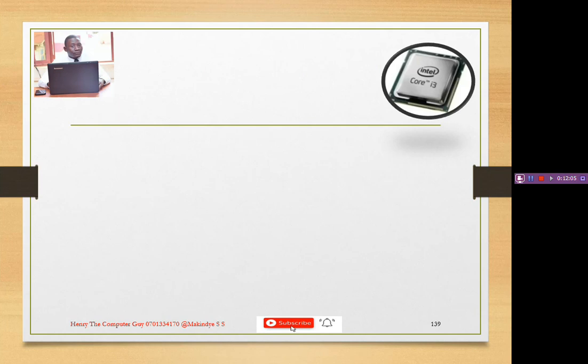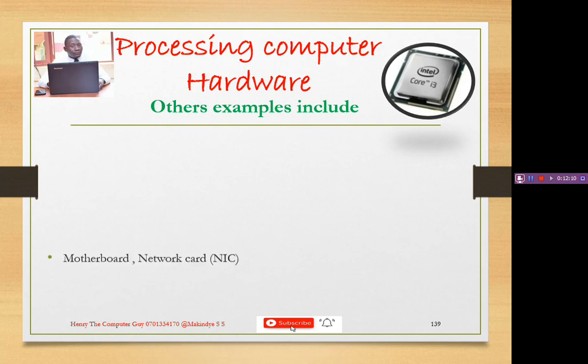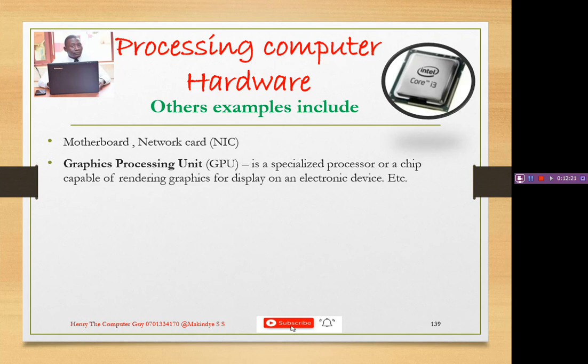We continue. And other examples can also include the motherboard, which is the main circuit board where all components in the system unit are connected. So it is also helping us to process the data. We can also have the network card or the network interface card. And remember, we said if you want to connect to any network, it will be the network interface card to help you connect to a network.